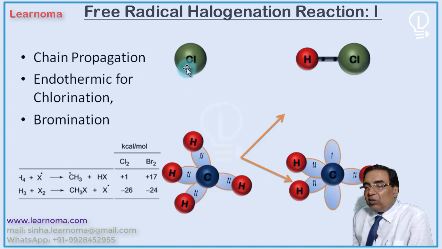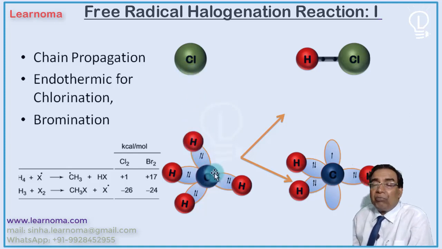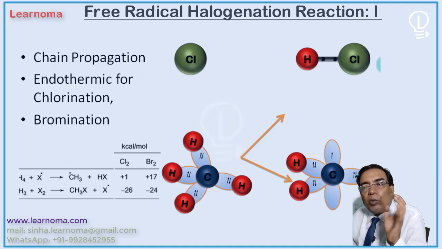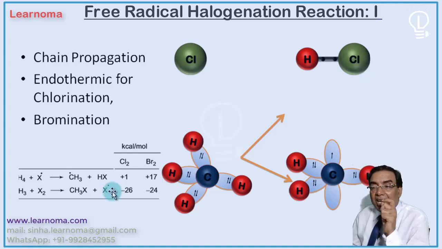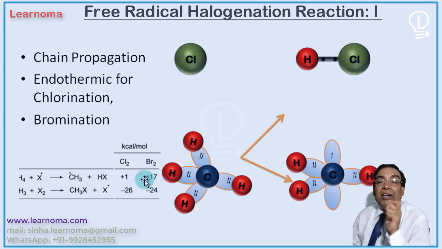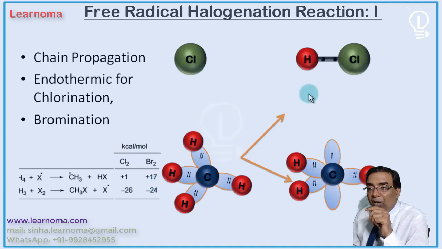Chlorine radical, although chlorine has higher energy, is still dissociating a carbon-hydrogen bond, a strong bond, and forming a weak bond, HCl. Therefore, some amount of energy is required. Overall, it is an endothermic reaction. In the case of chlorine, it is just +1, whereas in the case of bromine, it is plus 17 kilocalorie. Remember, this is not kilojoule, rather kilocalorie per mole. This much energy is required. For bromination, this energy is very high.